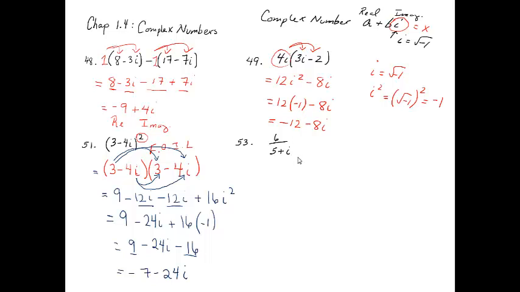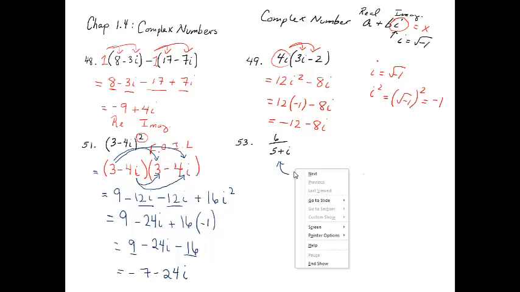Here I have a complex number, and I'm dividing. So I have to do something very different from when I was subtracting and adding complex numbers and multiplying complex numbers. Here I'm dividing. And when you're dividing complex numbers, your goal is to not have an i at all in your denominator. You do not want an i in your denominator.